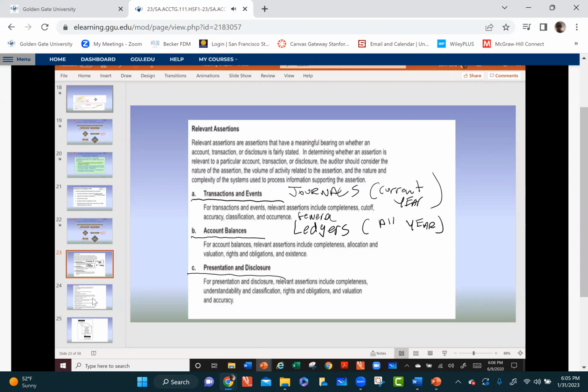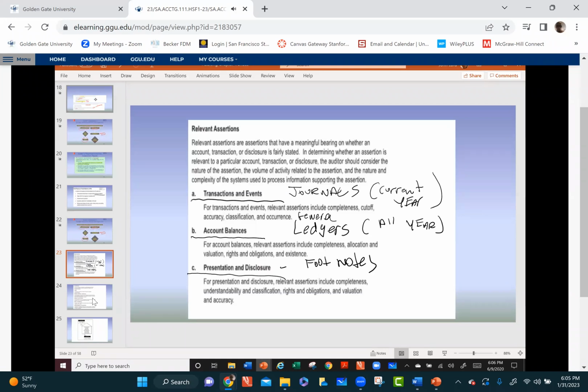And I say all years, and what? We bought a piece of equipment 2 years ago. Of course, we would have recorded it in our purchases journal or something in the year that we acquired it, but then that would have gotten posted to our ledger. And assuming we haven't gotten rid of that equipment, it should still be sitting in our ledgers 2 years later, assuming we haven't disposed of that equipment. When we talk about presentation and disclosure, we're talking about footnotes. So when we look at these categories, then we have relevant assertions that fall into these categories.